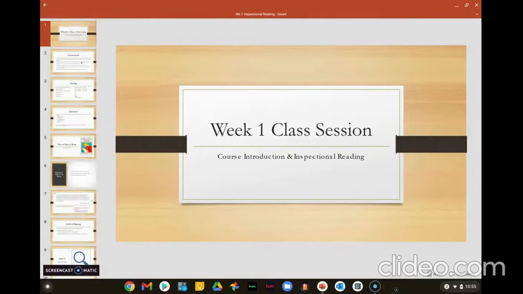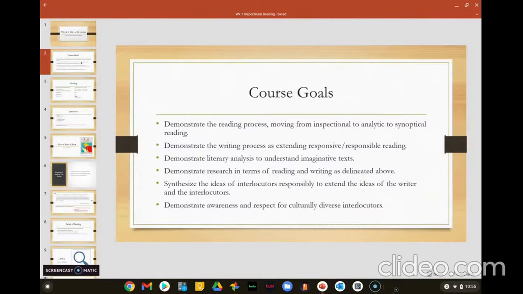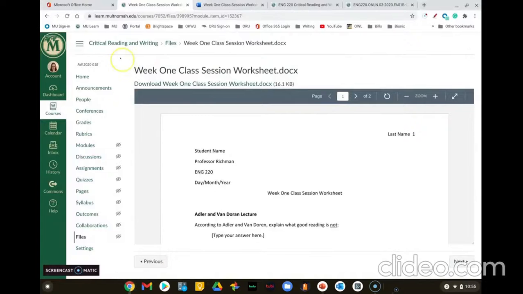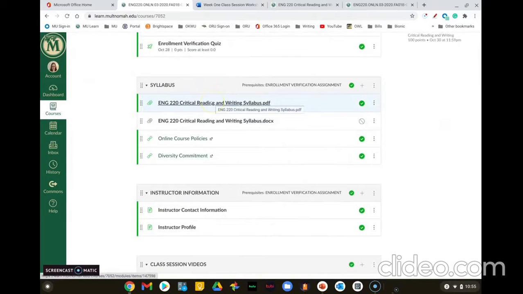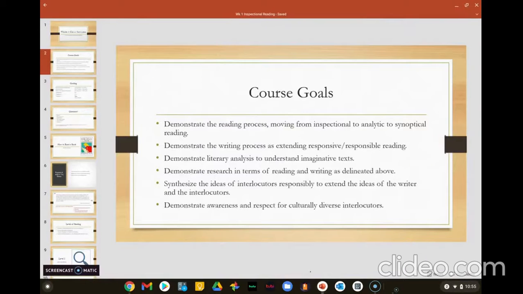All right, so before I jump into what we're going to be learning this week, I just want to review some information that is covered in the syllabus, like the course goals. So to find the syllabus, just as a reminder, you go back to our course page, go to syllabus, and click on this document right here. So course goals. In English 220, you're going to be expected to demonstrate that you understand the reading process, moving from inspectional to analytical to synoptical reading.